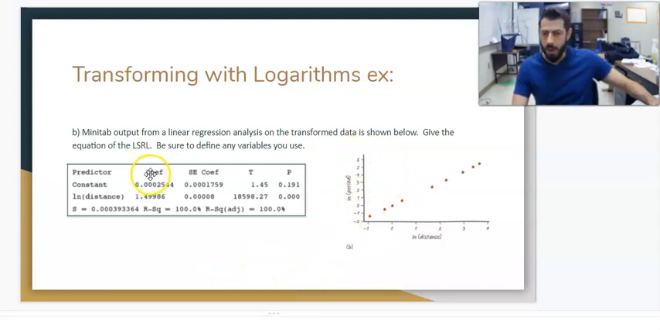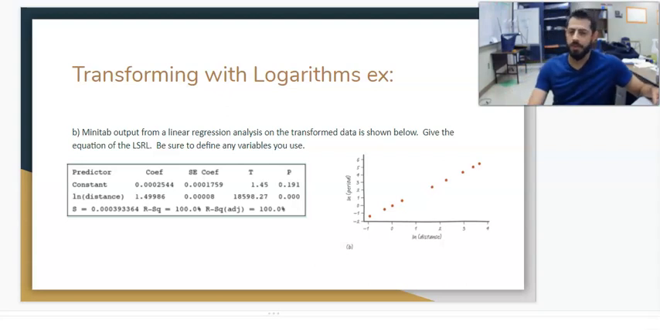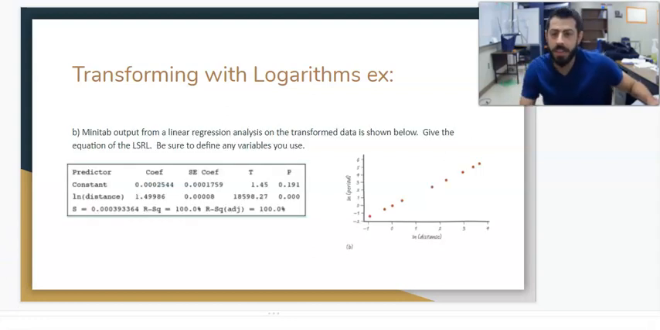equals 0.0002544 plus 1.49986 times the natural log of the distance in astronomical units, which is how far away the Earth is from the sun, of course. Anyway, we have to write the equation, I guess.